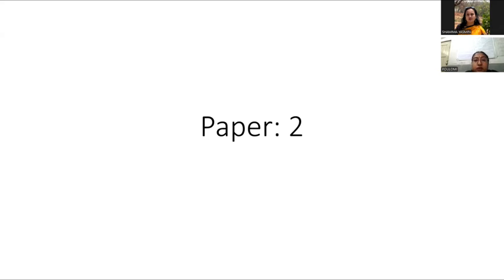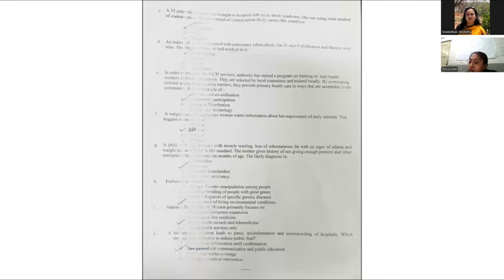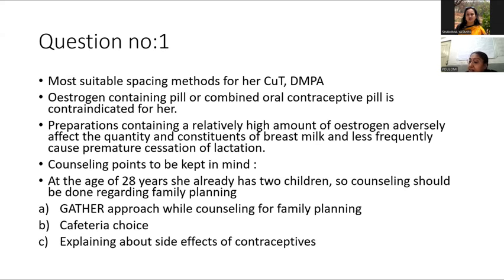Coming to paper 2, the first question was: a 28-year-old lactating mother with children aged 2 years and 3 months respectively visits a primary health center seeking advice on contraception. She wants the next pregnancy after 3 years. She has no documented medical illness. What type of spacing method is most suitable for her?